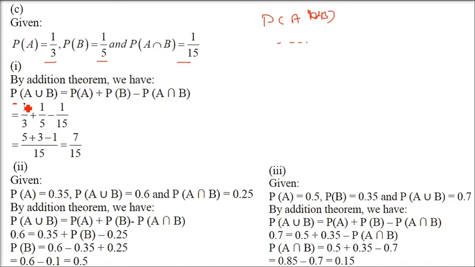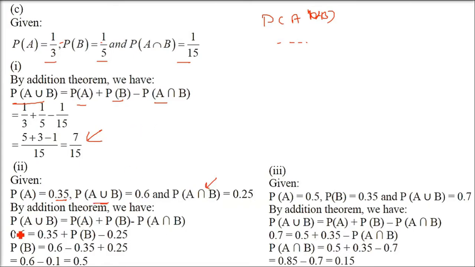So directly we'll use PA union B is PA plus PB minus PA intersection B. So just add and subtract: 1 by 3 plus 1 by 5 minus 1 by 15, 7 by 15 will come. Next, PA is given, PB is not given, PA intersection B is given and PA union B is given. So again using the addition formula, all what is given just put it here and try to find out PB.